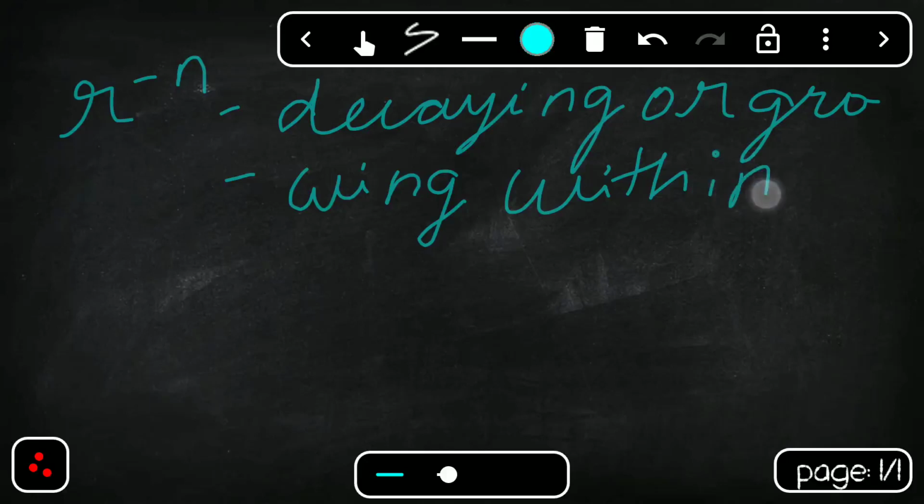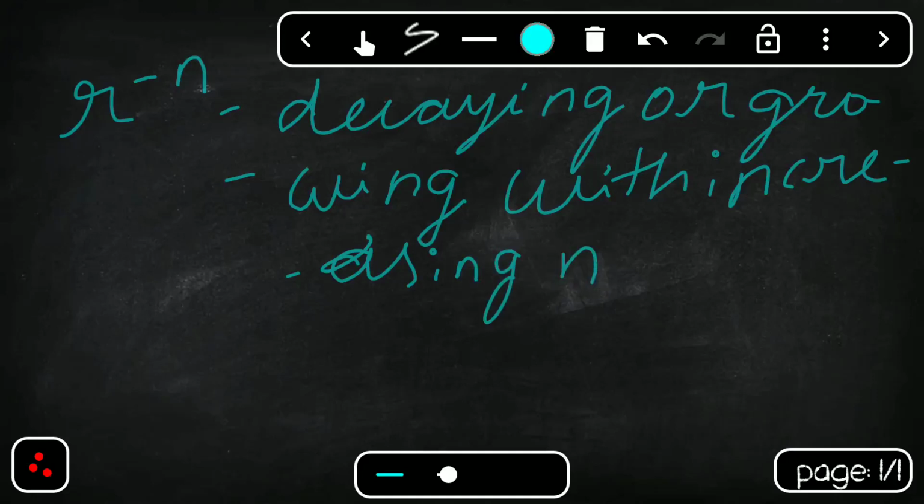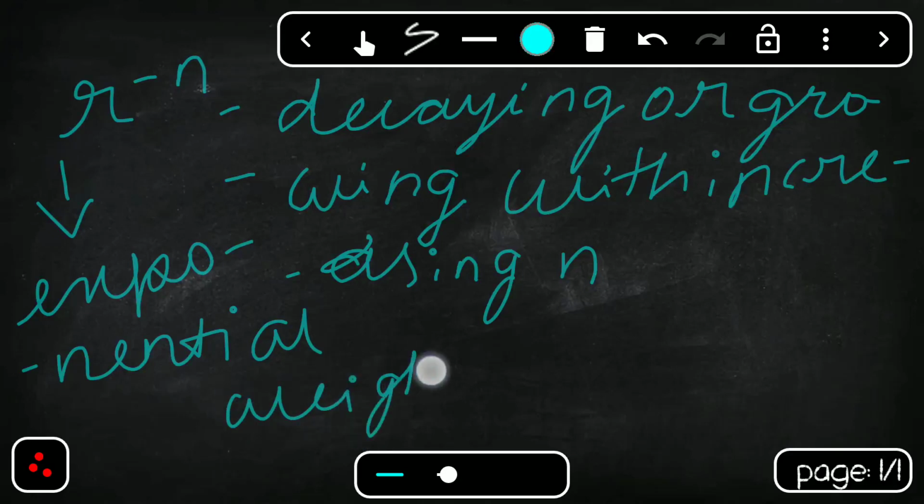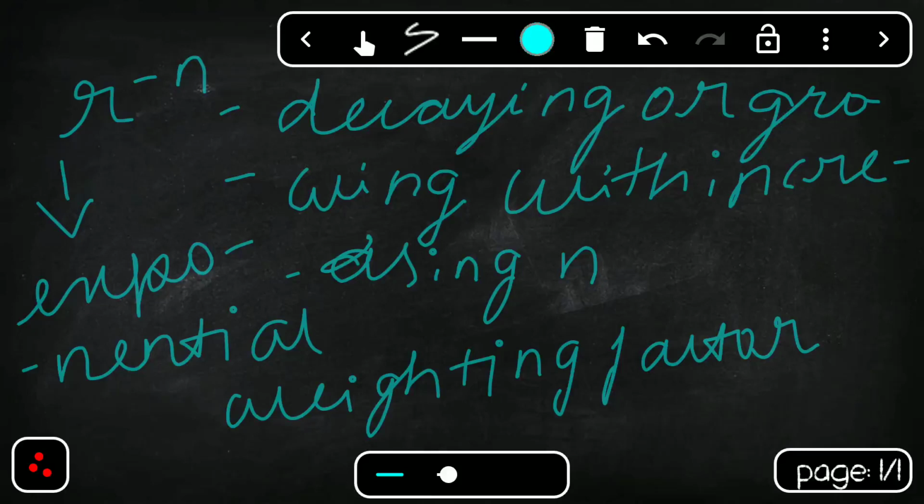I can also call this my exponential weighting factor. That is what I can say, the r to the power of n. I'll also write that, I forgot, I'm really sorry. It is the exponential weighting factor. So it is decaying or growing with increasing n, and it depends upon whether r is greater than or lesser than unity.